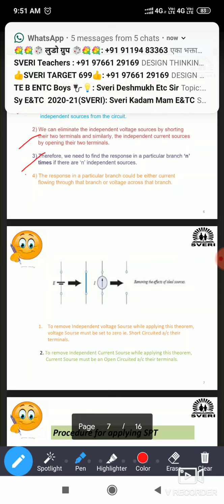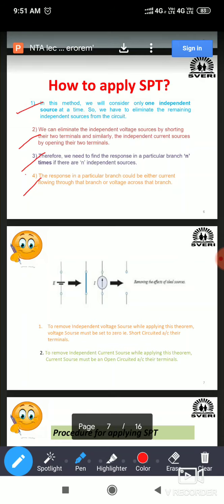I understand. So fourth point, the response in particular branch could be either current flowing through that particular branch or particular component, or voltage across particular branch or component. Okay, that I already told. What do you mean by the response? These 4 points you can take in how to apply the superposition theorem.